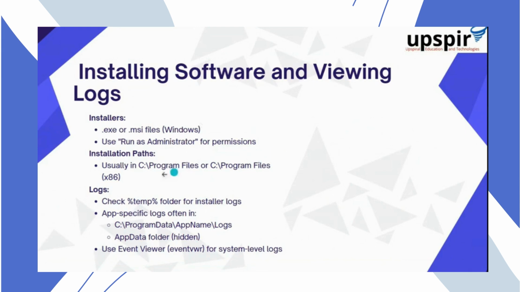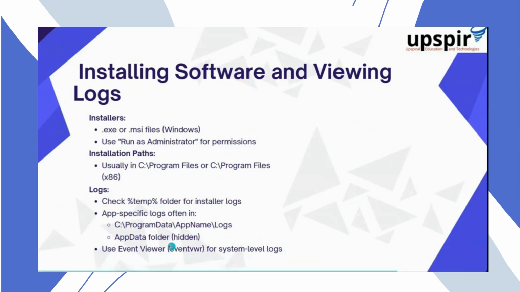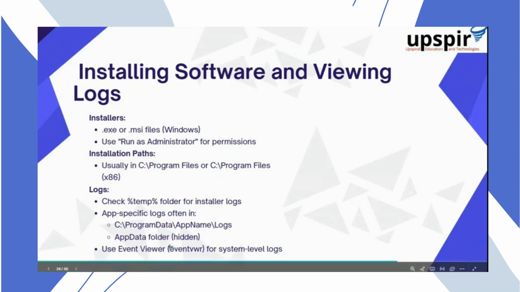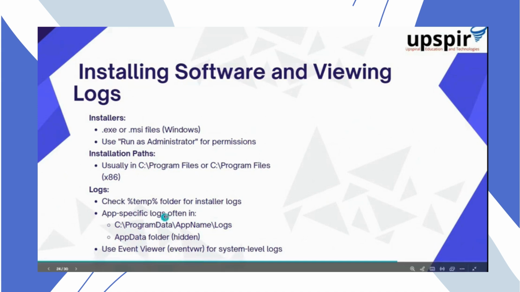Usually, our files and program files go in paths like C:\Program Files. Basically, the name is the same. I don't know why it is written the same. You can check in the %temp% folder for your installer logs. Application specific logs are also available in this particular folder, in case something goes wrong, but normally it doesn't. It is a very robust system that they have developed. So this is how you do it.